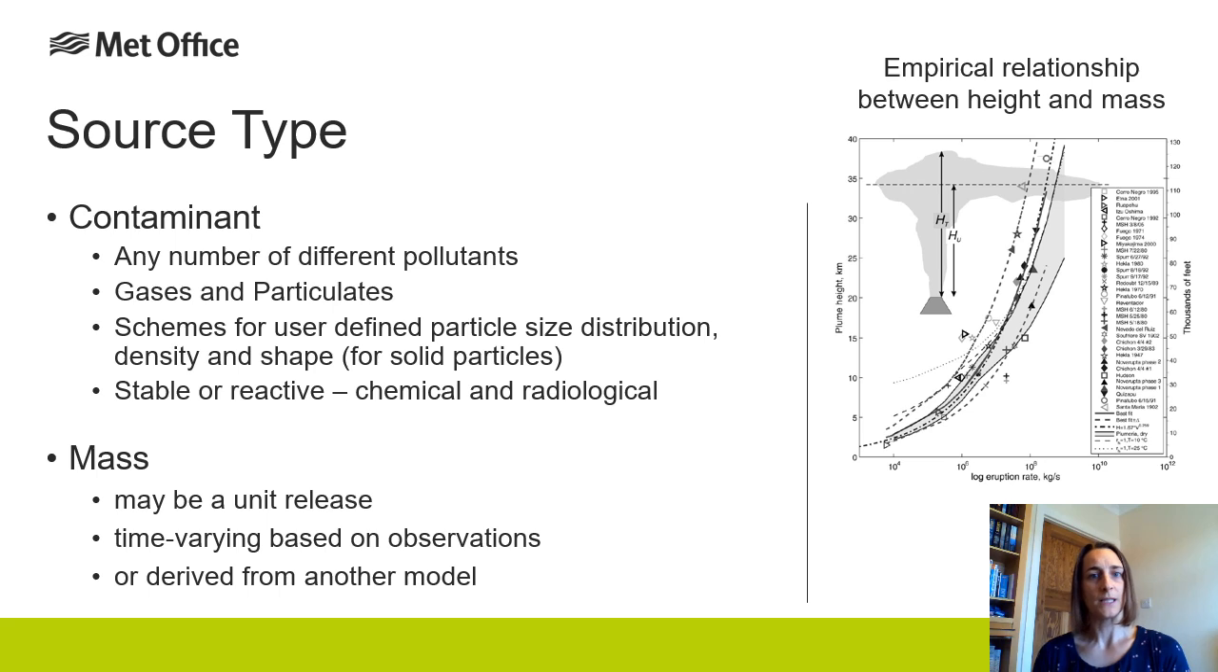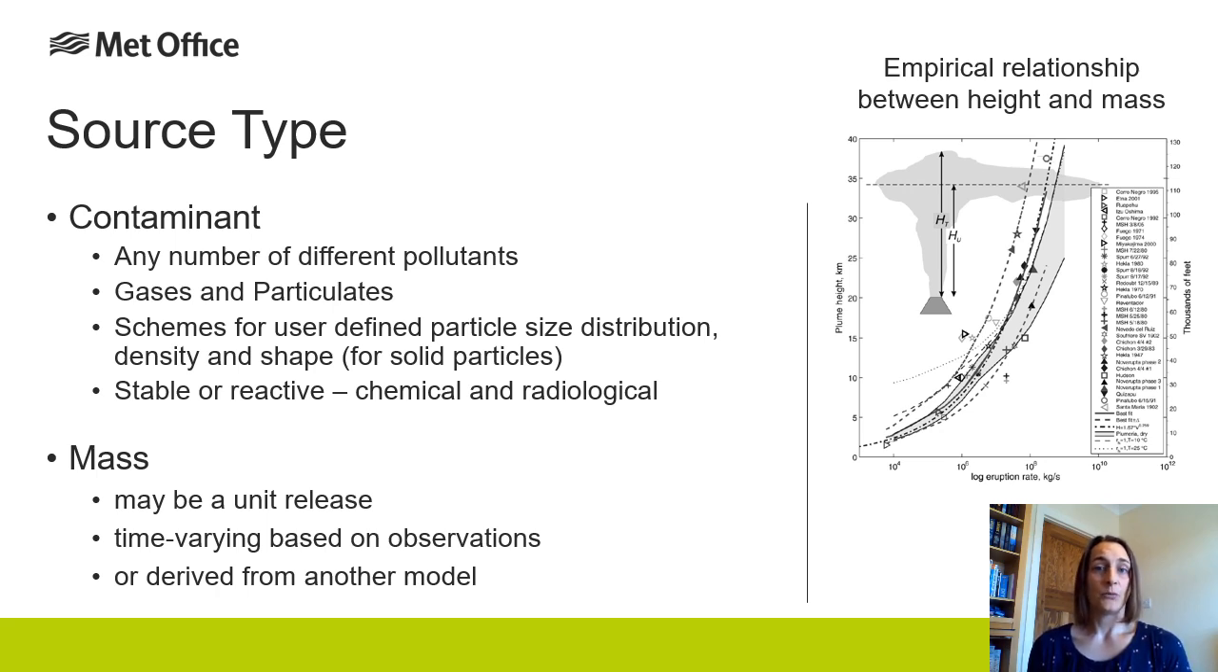And so NAME has a lot of flexibility since it's been developed for a range of applications, and so you can have lots of contaminants potentially represented. So you may only be interested in one specific contaminant, but you can have any number of species in a simulation. NAME is able to represent both gases and also particulates, and it will treat those in different ways depending on how you set up the run.